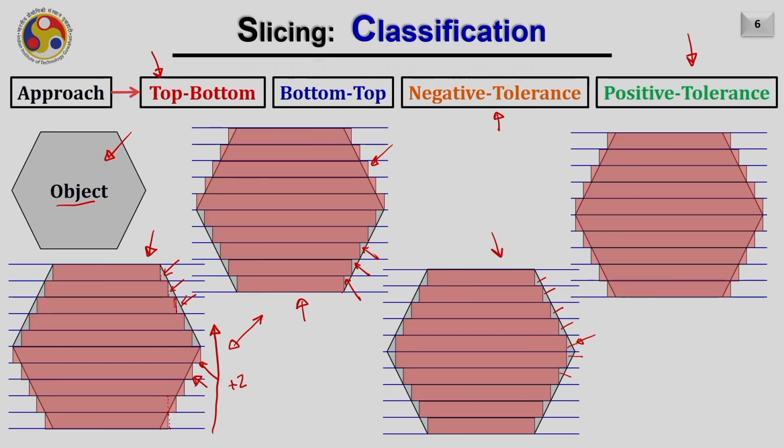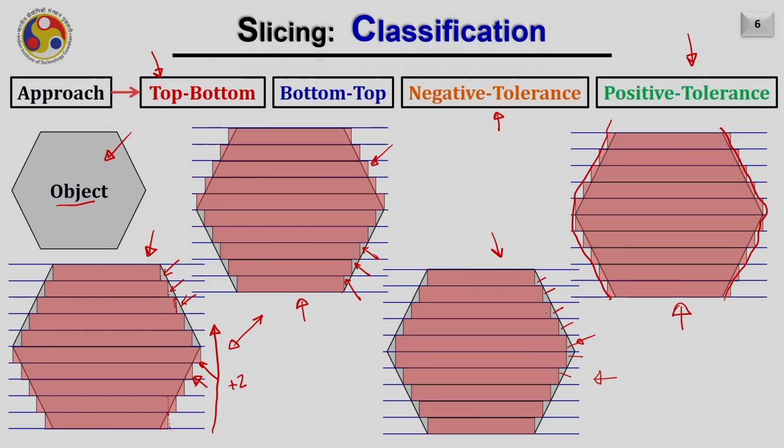They both have their own benefits. For example, if we are using the positive tolerance, then this extra material can be removed later on by some post processing like finish milling or grinding. While the negative tolerance is preferred when there is no availability of removing the excess material, and these gaps are usually filled by some post processing such as wax coating.